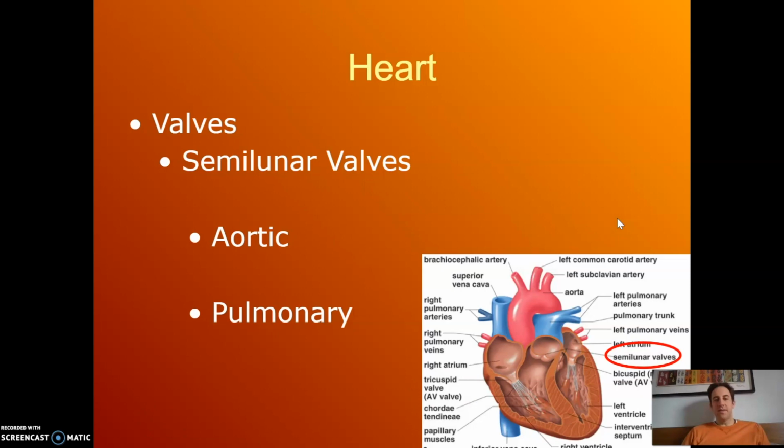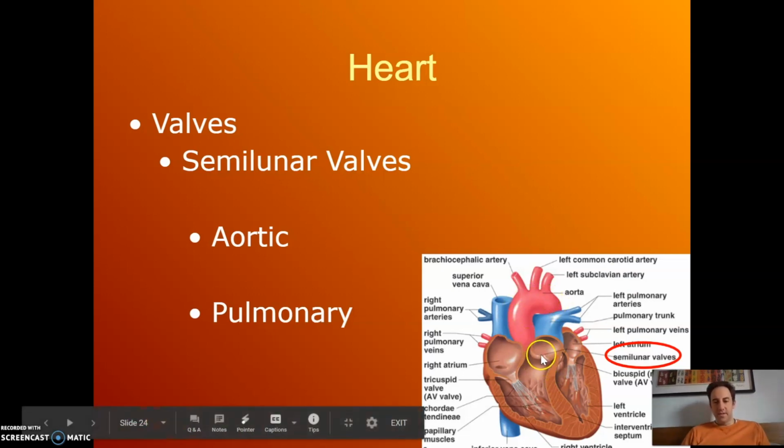There are also semilunar valves. Semilunar valves sit between the ventricle and the blood vessel leaving the heart. And so you can see this is a semilunar valve right here, and this is a semilunar valve right here. The one leading to the aorta is called the aortic. The one leading to the pulmonary artery is the pulmonary. So that kind of makes sense.